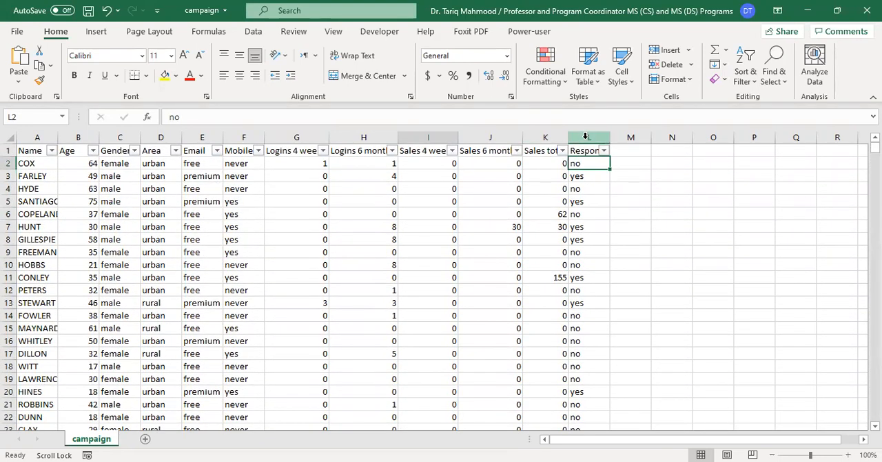This is the most important variable, which is a response variable. For example, I can say that Cox is a 60-year-old female, and she did not respond positively, while Farley is a 50-year-old male, and he responded yes. So the purpose of your wrangling assignment is to understand which type of customers are actually giving a response of yes, and which type of customers are actually giving a response of no. That's what you need to analyze.